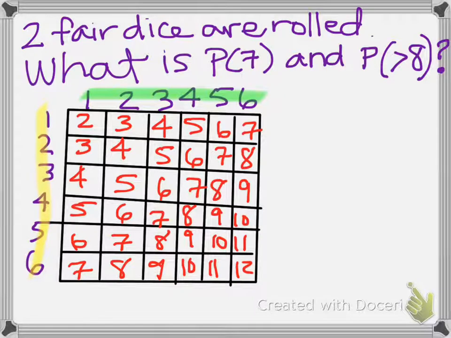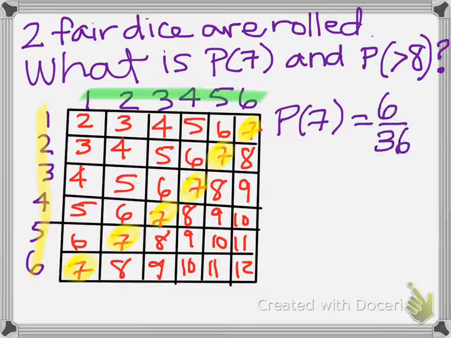Okay, so the probability that you get a 7, you have to find all of the 7s in the chart. And we count them up and we get 6 out of the total possible, which is 36. There are 36 possible outcomes. So reduce that and you get 1/6.